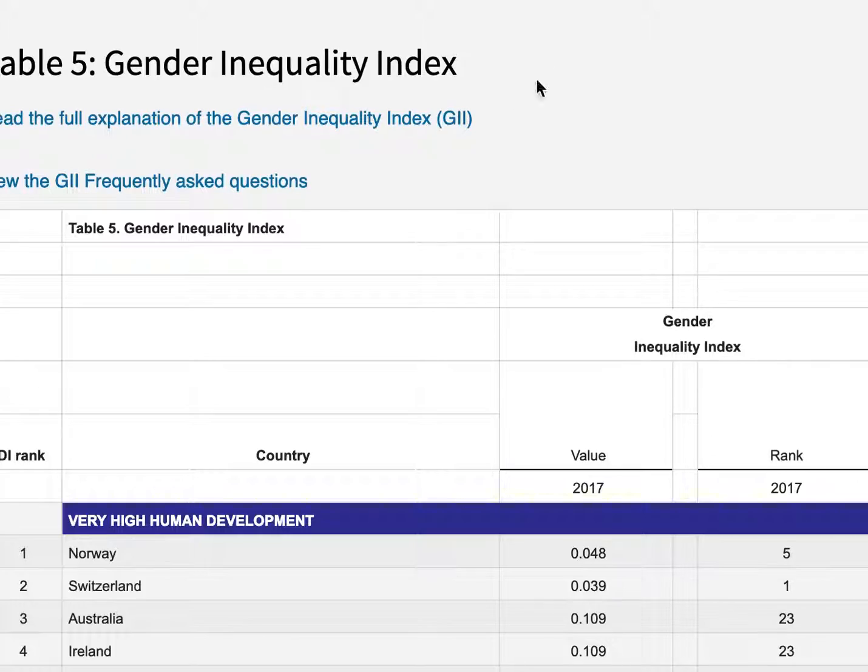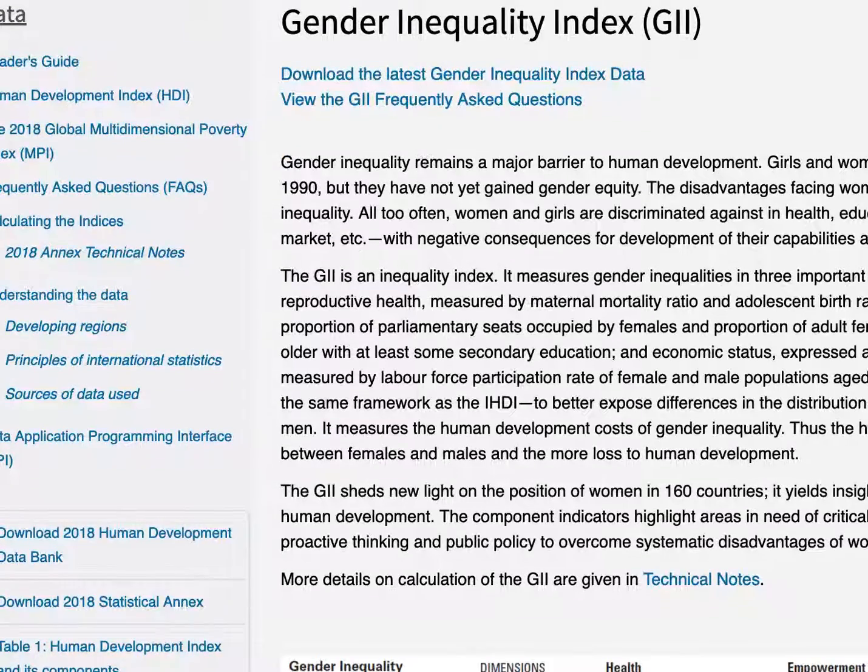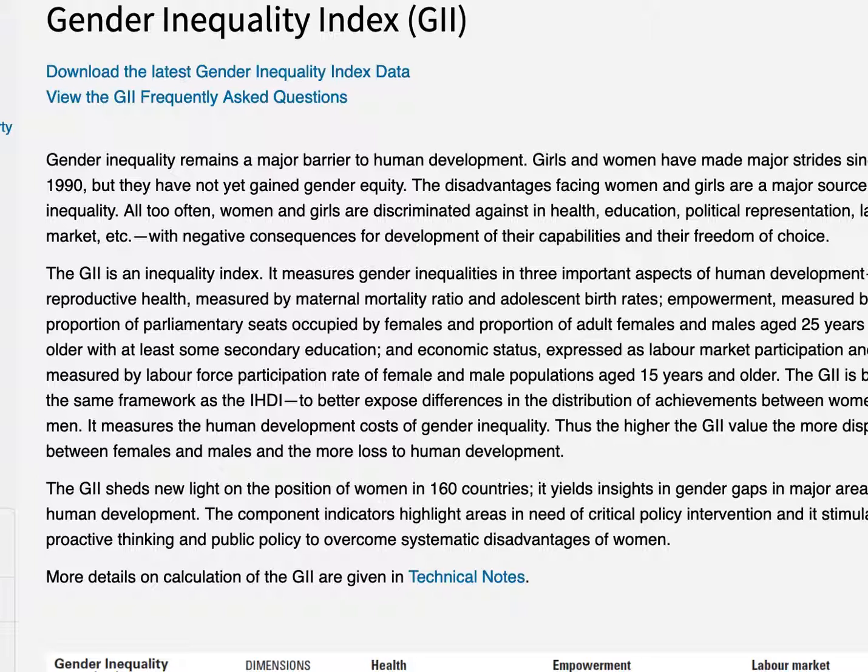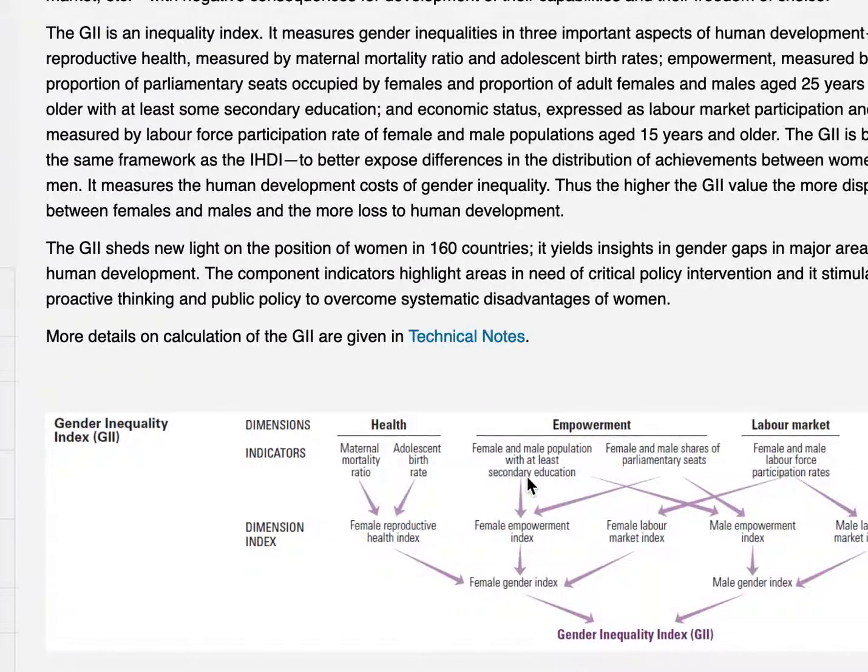Okay, so the Gender Equality Index, and if we look at the definition, it basically focuses on girls and women and how they have made strides when it comes to gender equity. So it looks at gender equity in terms of economic status, reproductive health, the maternal mortality ratio, which basically means death during childbirth, and also adolescent birth rates. And it's also looking at perceptions of empowerment.